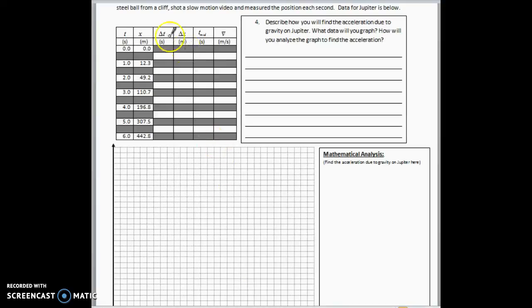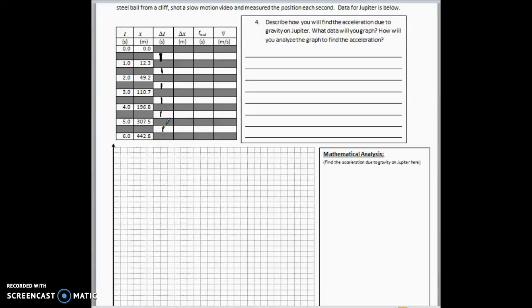All right, so how do we do that? What does this triangle T mean? That means change in time. Triangle means change in. So change in time is the change in time between these two data points, which is 1 second. All right, so I'll write 1. Now, between the next two data points, between 1 and 2, the change in time is also 1 second. The change in time between each of these data points is 1 second.